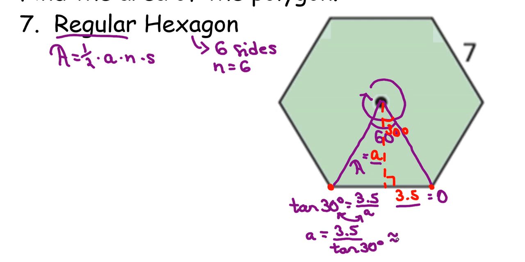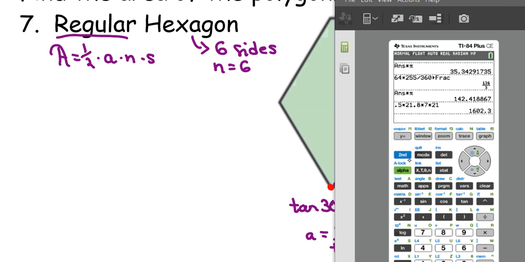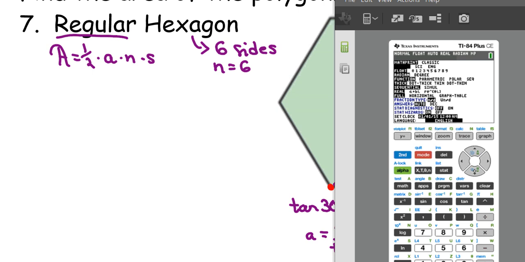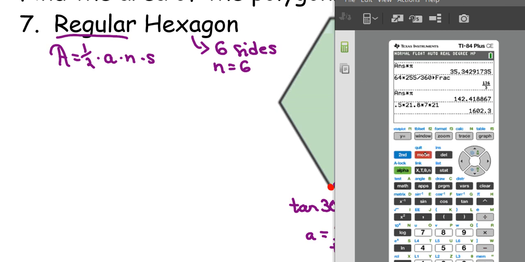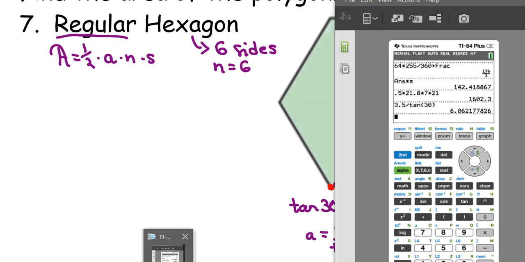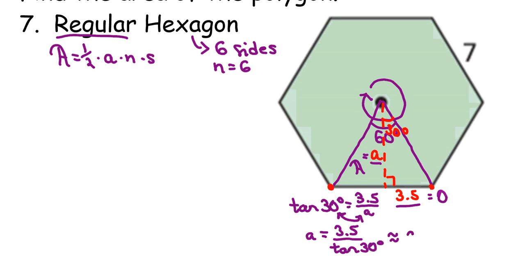And let's see what we come up with approximately. So onto my calculator again. Make sure your calculator is in degrees. Mine's not. So let's change my mode to degrees. That will be extremely helpful. And so now we're punching in 3.5 divided by the tangent of 30. And I get 6.1 if I go to 1 decimal place, 6.1. That's my apothem. So now I can plug my numbers in and be done.